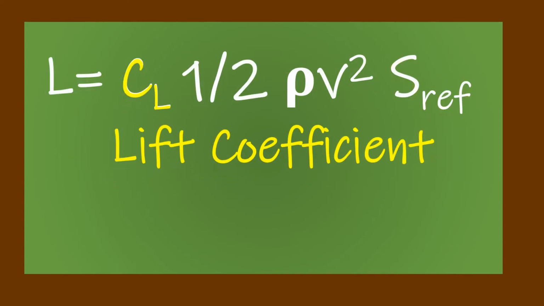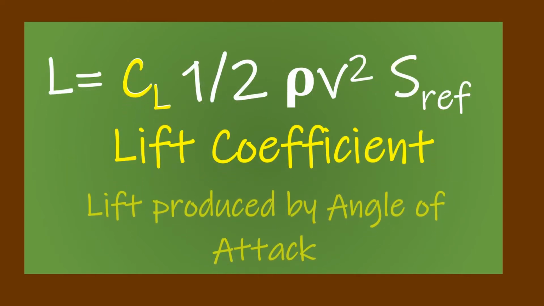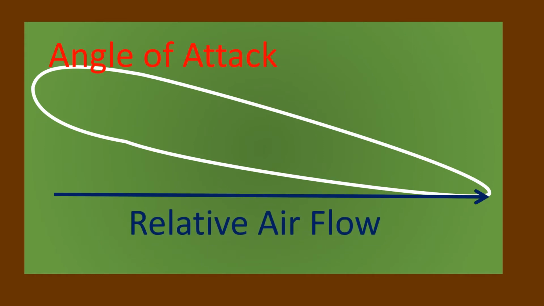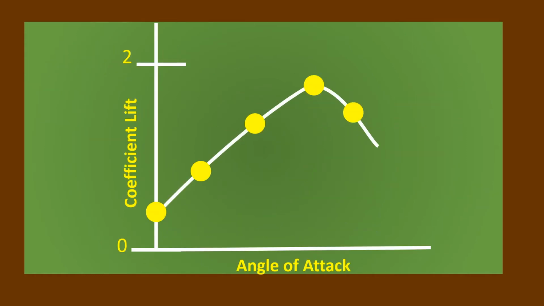First, let's look at the lift coefficient. The lift coefficient is how much lift a plane will produce at a certain angle of attack. The angle of attack is the angle between the relative airflow and the wing chord. As you can see, the higher your angle of attack, the more lift the plane will produce. However, at a certain angle, called the CL max, the wings will stall and stop producing lift.